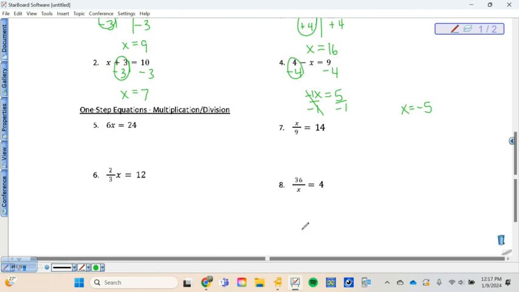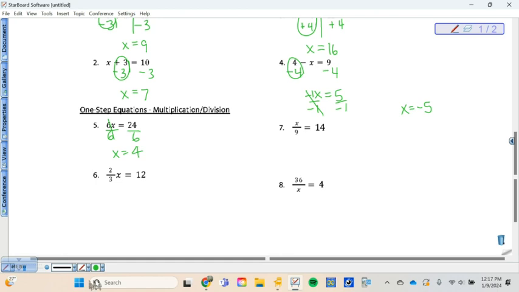How about number 5? What operation do we see? Good. 6x means 6 times x. So what's the opposite of multiplying by 6? Divide by what? Both sides by 6. So my 6's cancel here. I've got x is equal to 4. Very good. Okay.